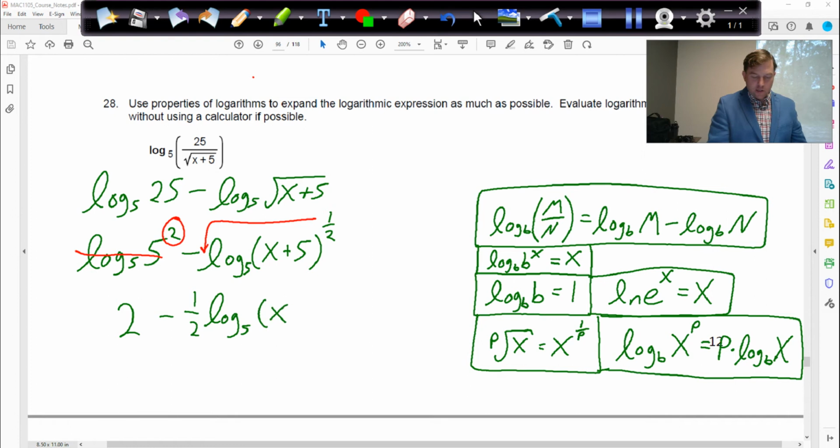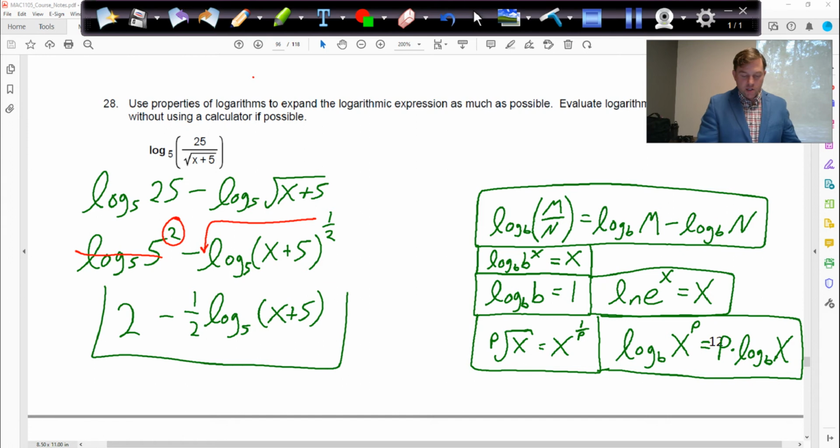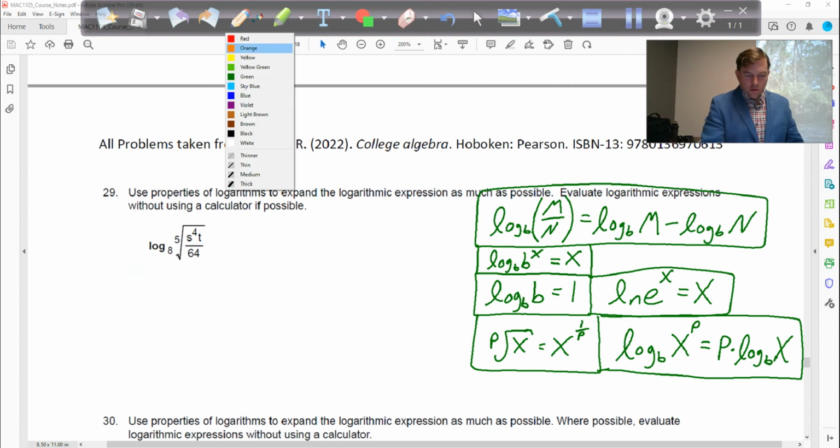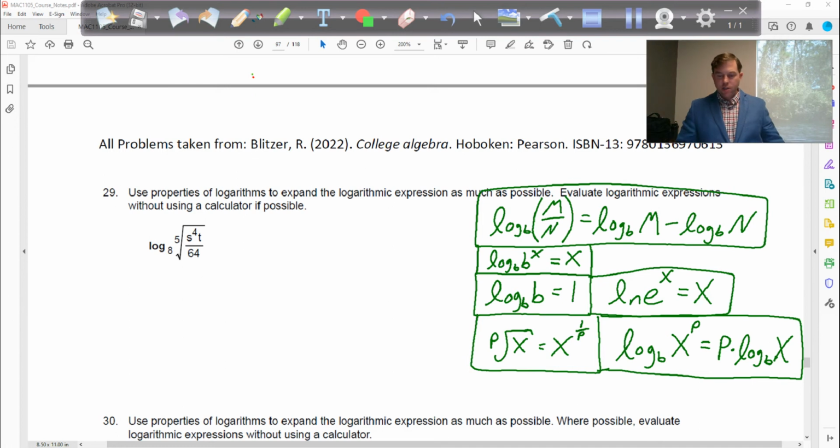of x plus 5. And we see we don't have any division anymore, we don't have any square roots anymore. It's a much simpler formula, much simpler expression to evaluate. Alright, for 29, we have what looks like a pretty complicated expression, but we're going to just deal with it one step at a time.